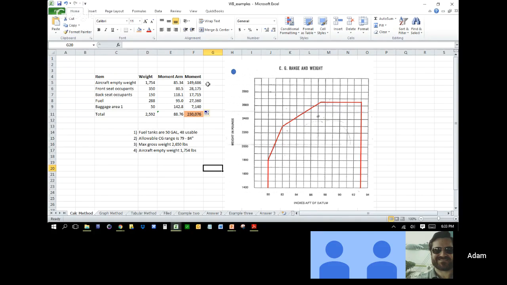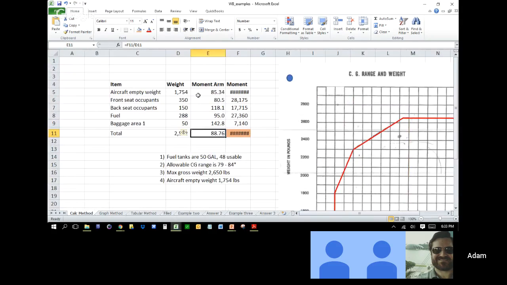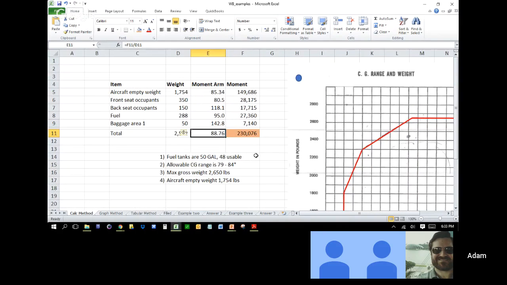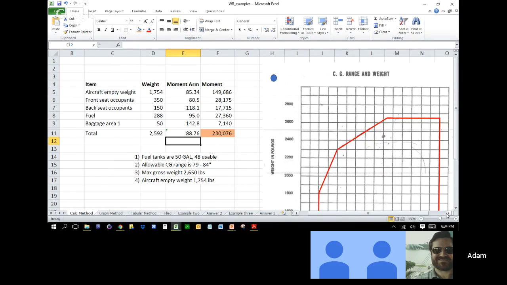So now I've found all my moments, because I've multiplied my force by my arm. And like I said, you can sum the moments and sum the weights and divide the two, and you've got your center of gravity, effectively the moment arm where the aircraft will balance all its weight. And we happen to be at 88.76. So let's take a look.